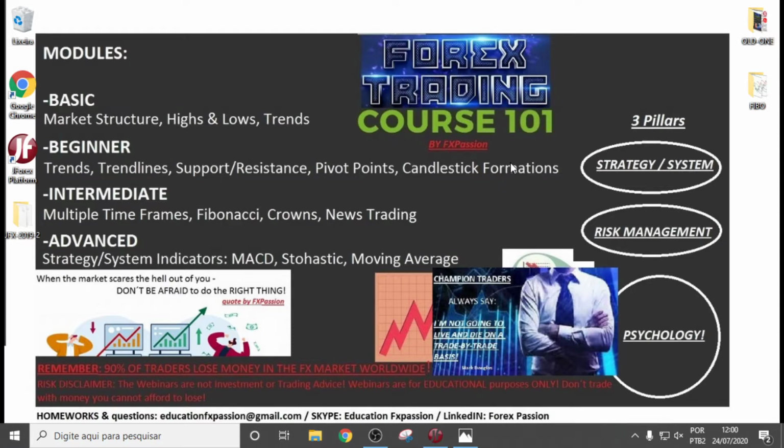Happy Friday. And remember what we're trying to do here. We are trying to build a strategy and or a system that is easy to obey and easy to understand. We are trying to understand how risk management works, and the big one, right? The psychology part. And what do beginner champion traders say? Beginner champion traders say that I'm not going to live and die on a trade by trade basis. And this is of course a quote from Mark Douglas.